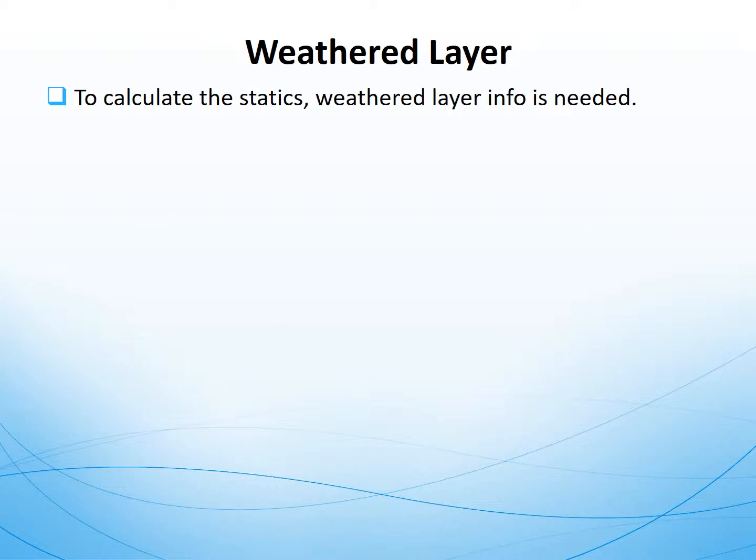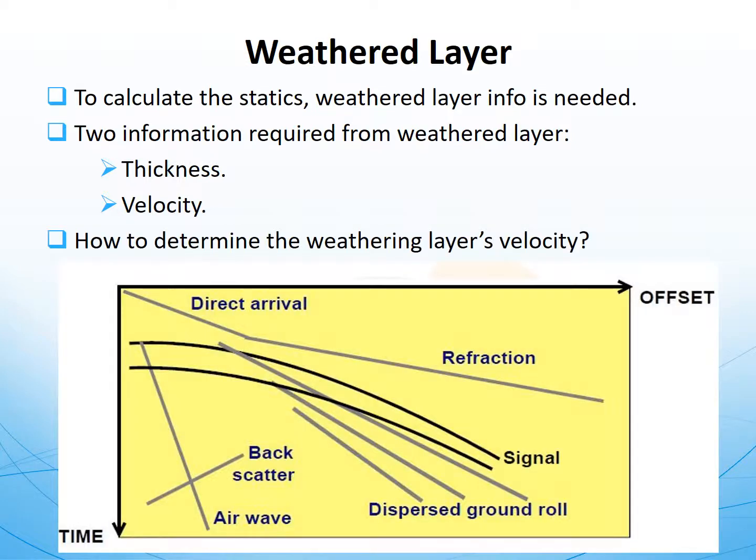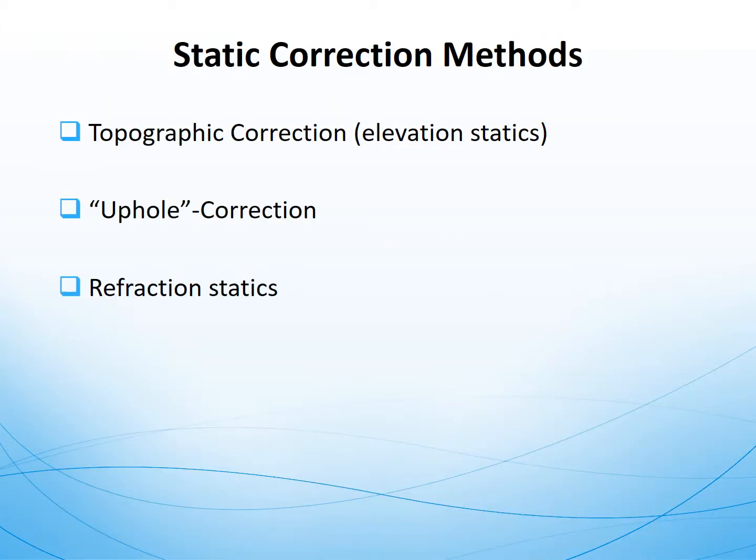How do we calculate this static? Actually we need two pieces of information from the seismic data. The first one is the thickness, and the second one is the velocity. How do we determine these two? First of all, we need to determine the weathering layer velocity. How do we determine that? By using the information of the direct arrival as well as the refraction. This will give you the information of the weathering layer.